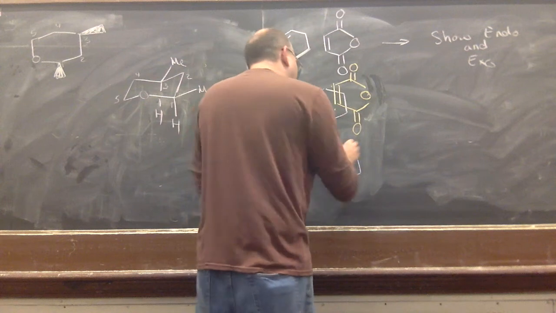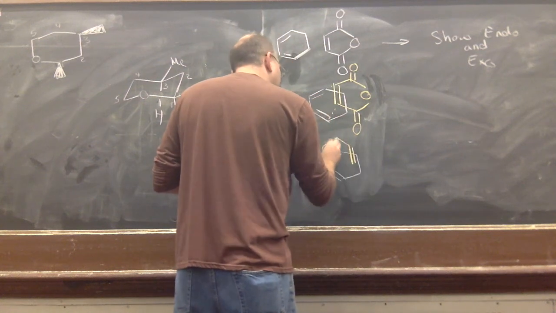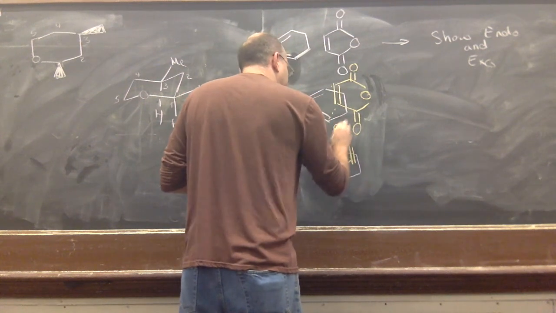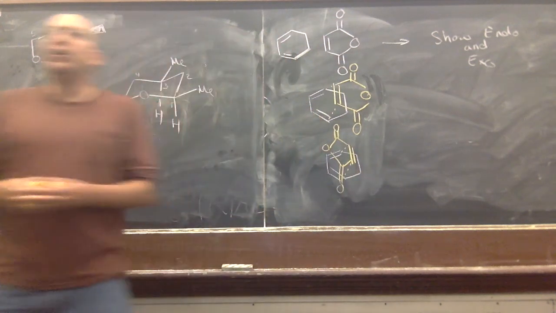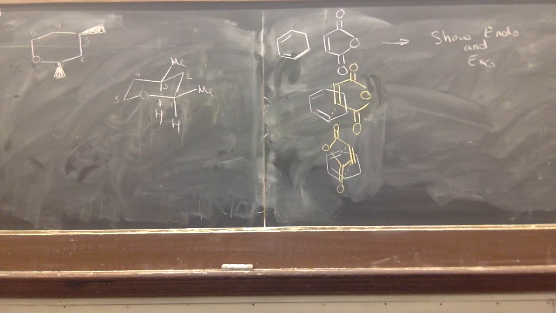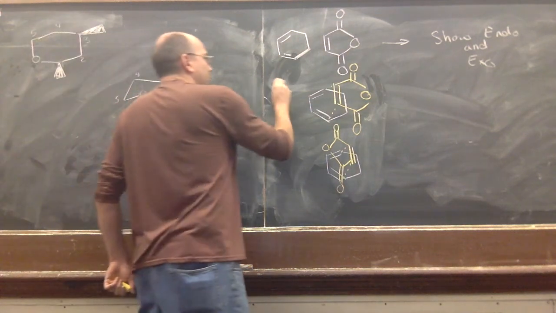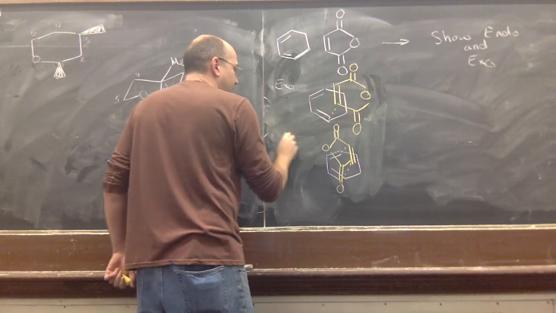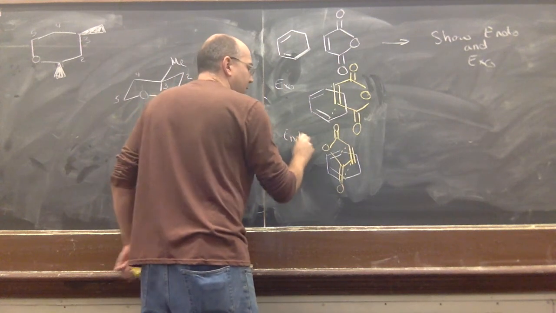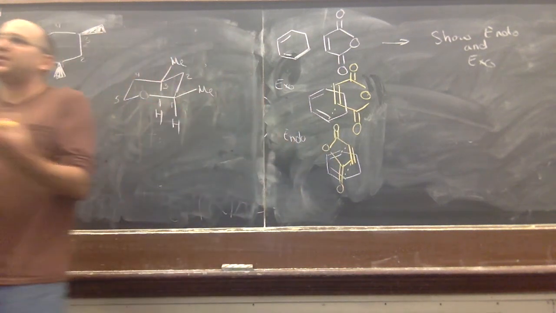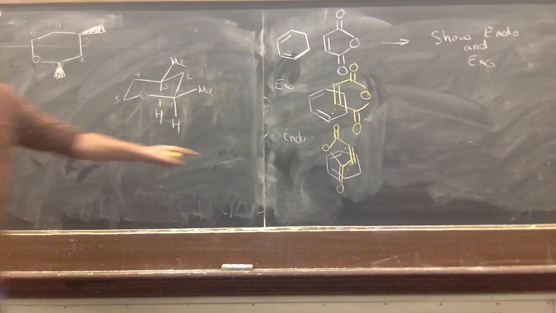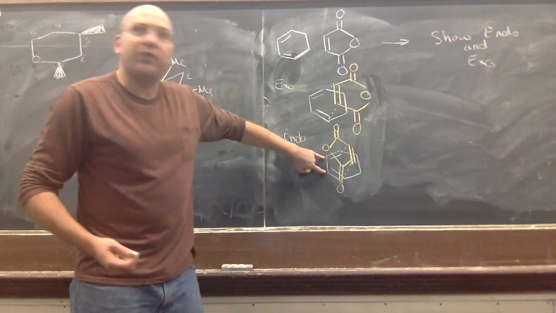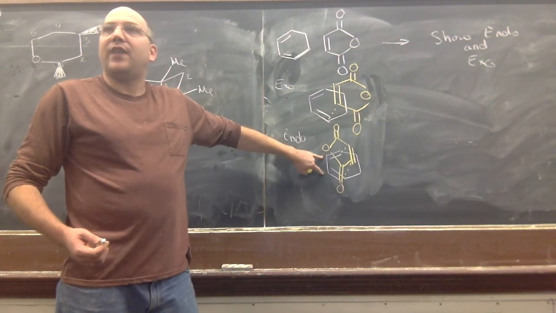And the one that would be going towards, that one would ultimately be your endo product. So this would be the exo, and this would be endo, and it's the substitution on the alkene, in this case, pointing towards the back side of that alkene.